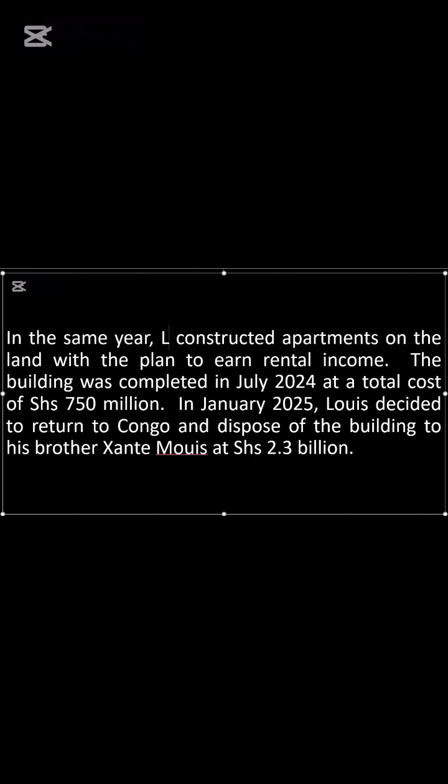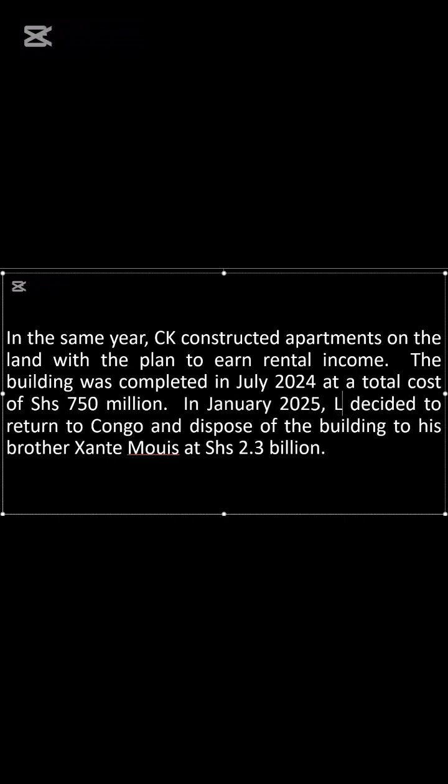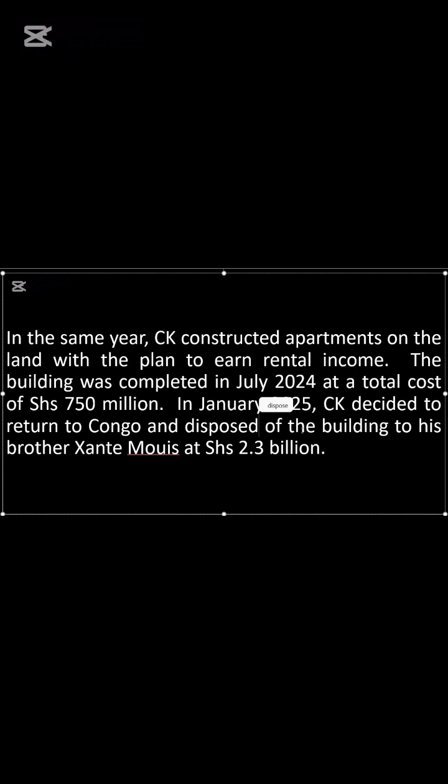In the same year, Charles Kaketo constructed an apartment on the land with the plan to earn rental income. The building was completed in July 2024 at a total cost of 750 millions. Charles Kaketo decided to return to Congo and dispose of the building to his brother Moise at 2.3 billion.